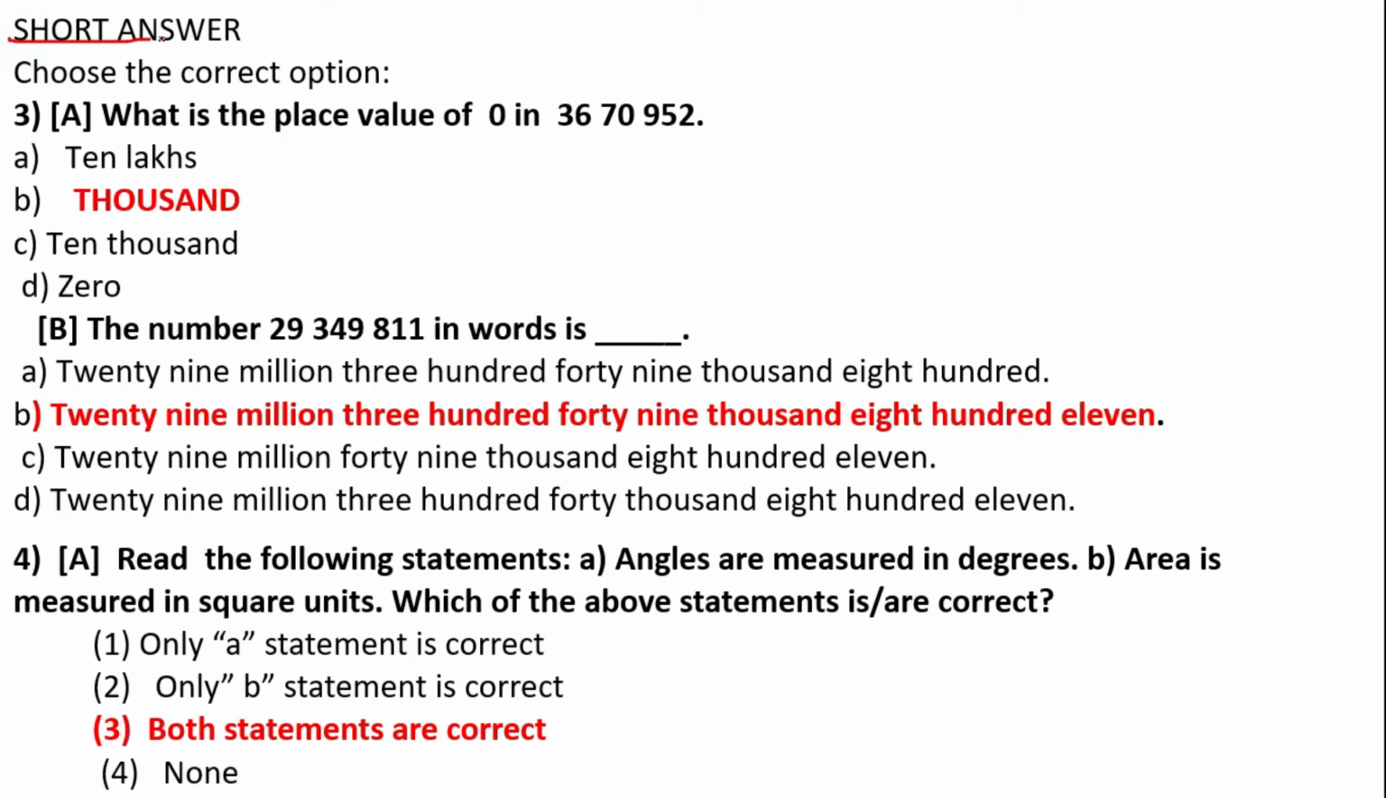Short answer. Select the correct option. What is the place value of 0 in this number? What is the place value of this 0? This is ones, tens, hundreds, thousand. The place value of 0 is 1000. So the correct answer is 1000.